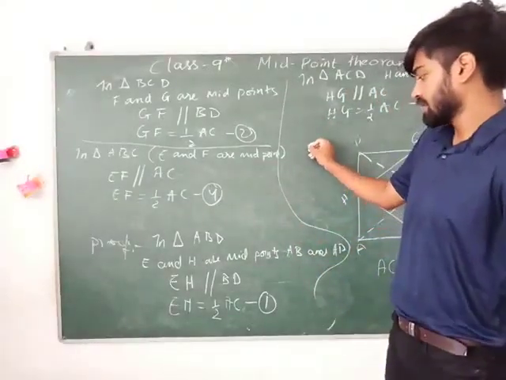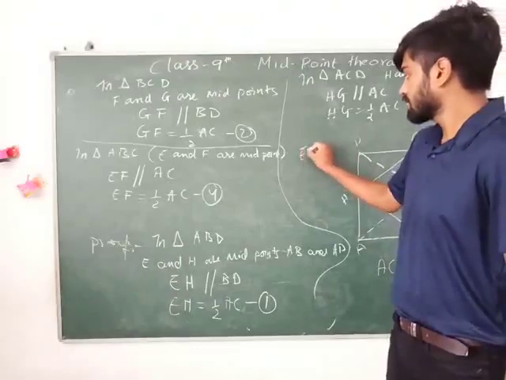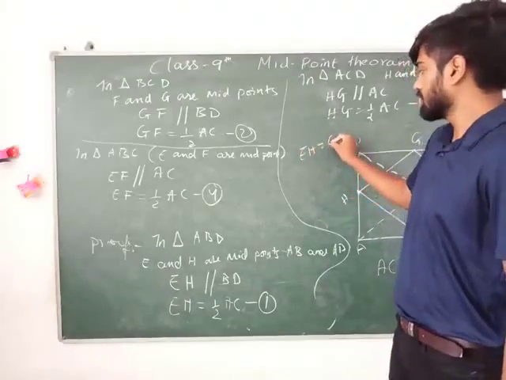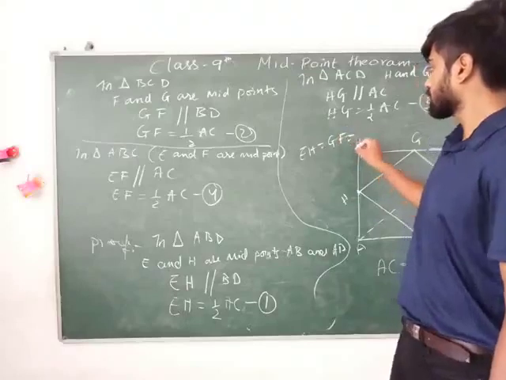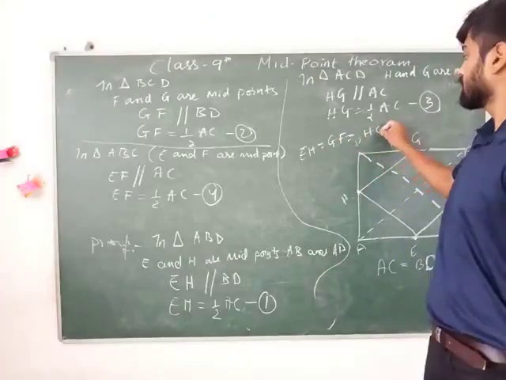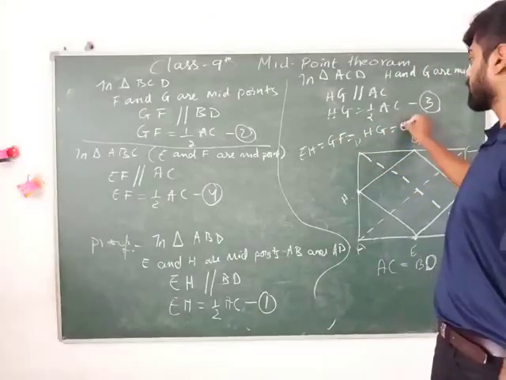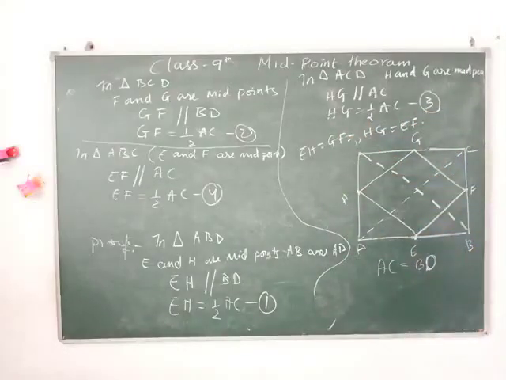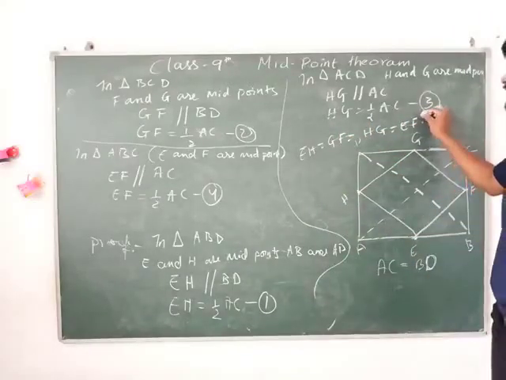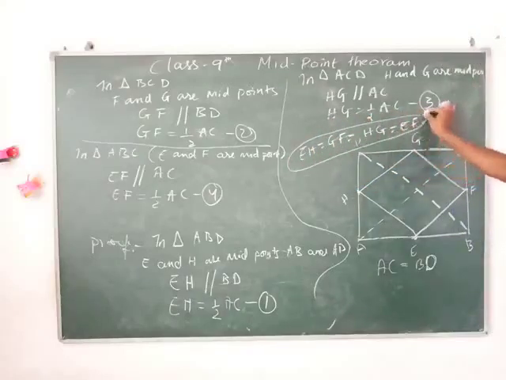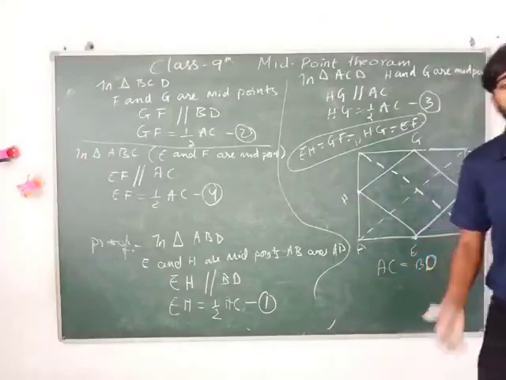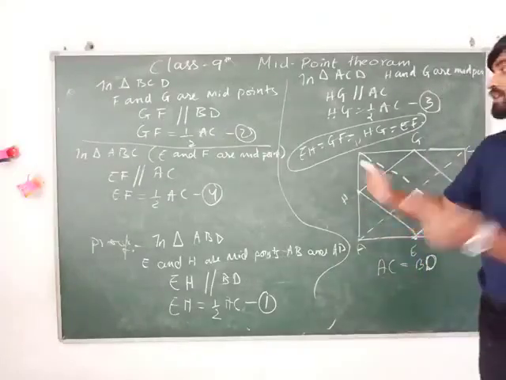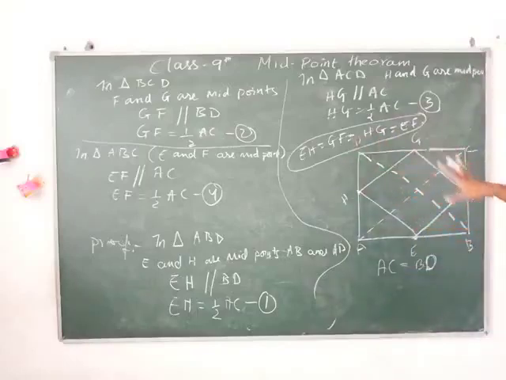I can write EH equals GF equals HG equals EF. And when I have written this down, it means these are the sides of a quadrilateral in the middle, and when all the sides are equal, I can say it's a square. That's how you have to do this question.